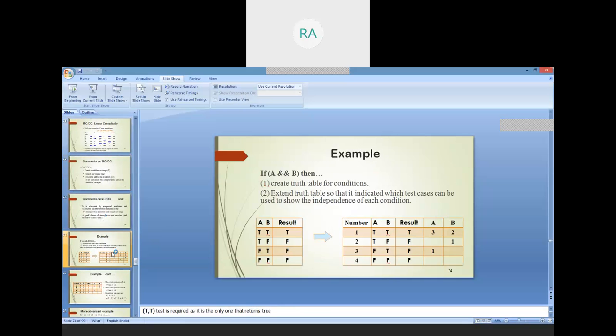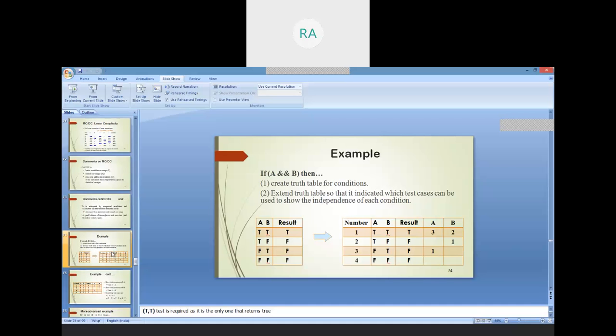Suppose the conditional statement is if A and B. Then what is the first thing that you are supposed to do? First, you have to write the truth table for the conditions. Everybody knows about the truth table. That is, the possible values assumed by A and B: true true, true false, false true, false false. And accordingly, what is the result? Whenever both are true, then only true. Otherwise, the rest will remain false, because I'm dealing with the logical AND operator.